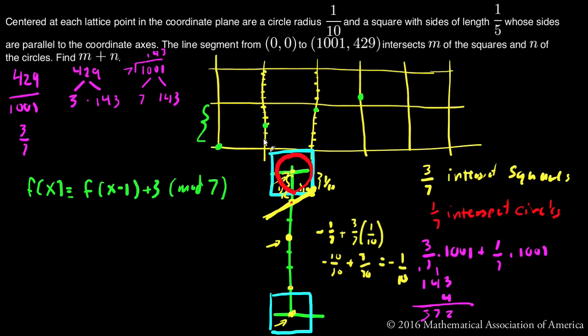But this only deals with everything that I pass through. If I count this as the first and the second, we've forgotten to count this, and this will hit a square and hit a circle. So we will end up with a total of 572 plus 2, 574 intersections of circles and squares.